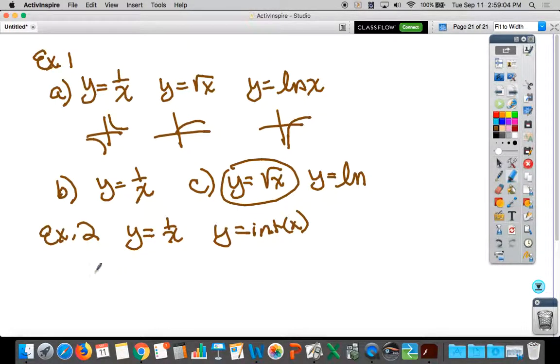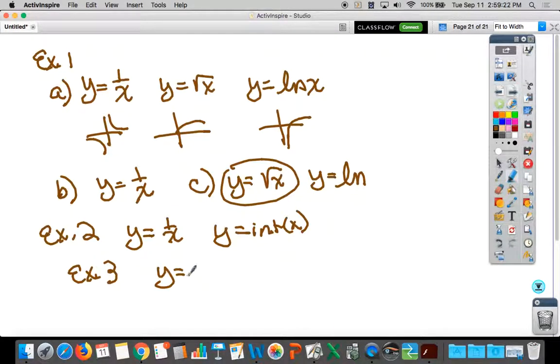Now, example 3, looking for boundedness. Only three of the 12 basic functions are bounded above and below. Which three? All right, Amy's group. Well, we got absolute value, squaring, and square root.